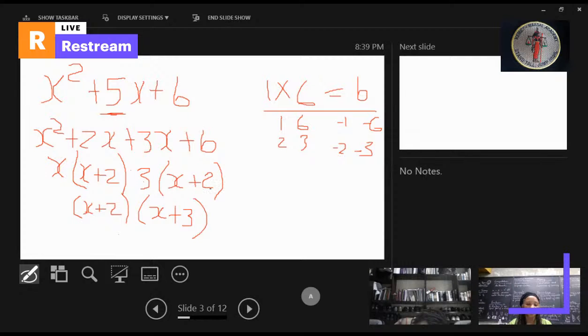This x plus 2 and x plus 2, that's a common factor, so we put it by itself here. And what's left now is the x plus 3, so we put that by itself. All right, so we're going to do 2 more together, and then I give each of you one to do, okay?